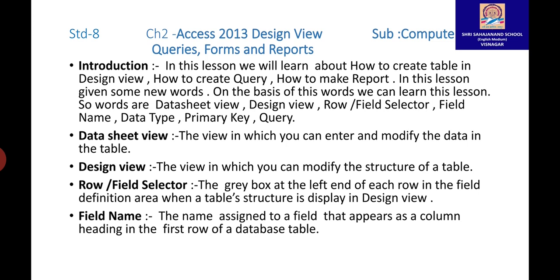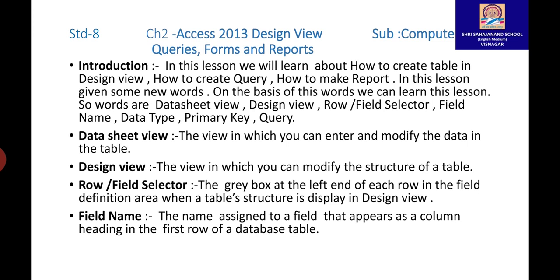The first one is datasheet view, the view in which you can enter and modify the data in the table. Design view, the view in which you can modify the structure of the table. Row and field selector, the grey box at the left end of each row in a field definition area when the table structure is displayed in the design view.